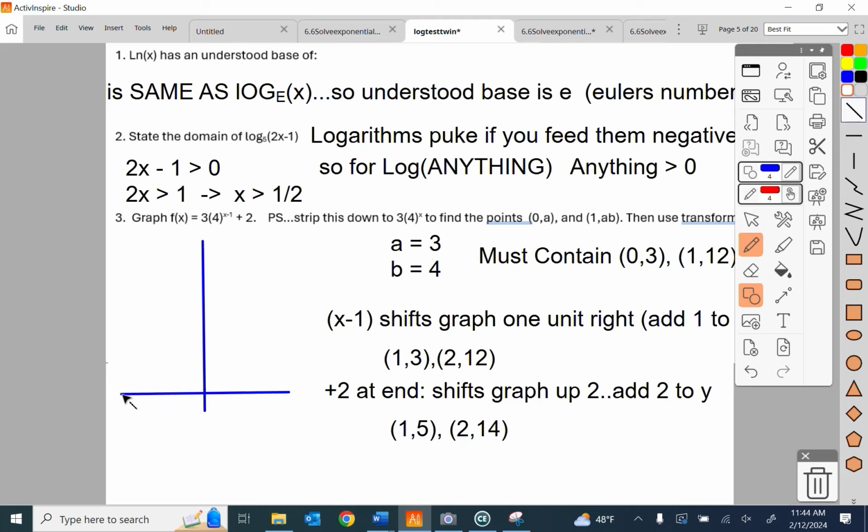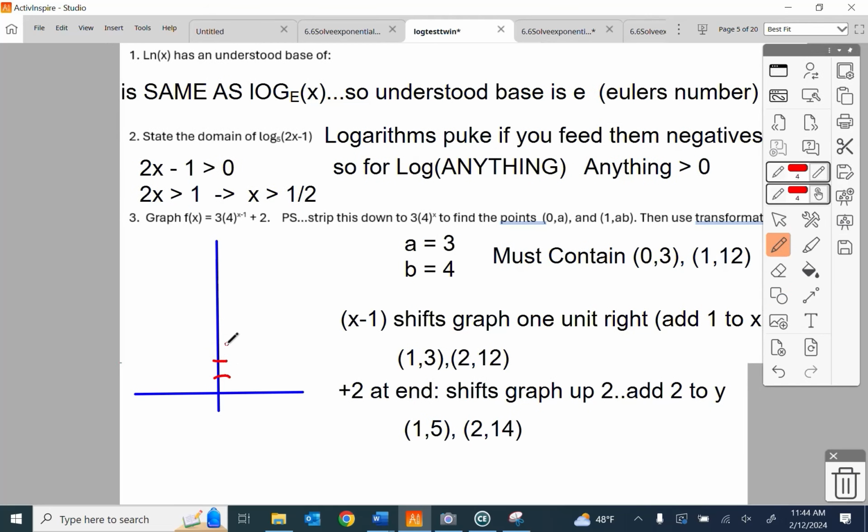Now I notice this is an exponential. An exponential always has a horizontal asymptote. And I need to make those ticks closer because I have to go up to 14. There we go. I have this plus 2. That is going to shift the graph up 2 units. So the horizontal asymptote is at y equals 2. And I contain (1, 5), about right there, and (2, 14). You'll notice I quit ticking at 14. And then I hit that asymptote and I level out.